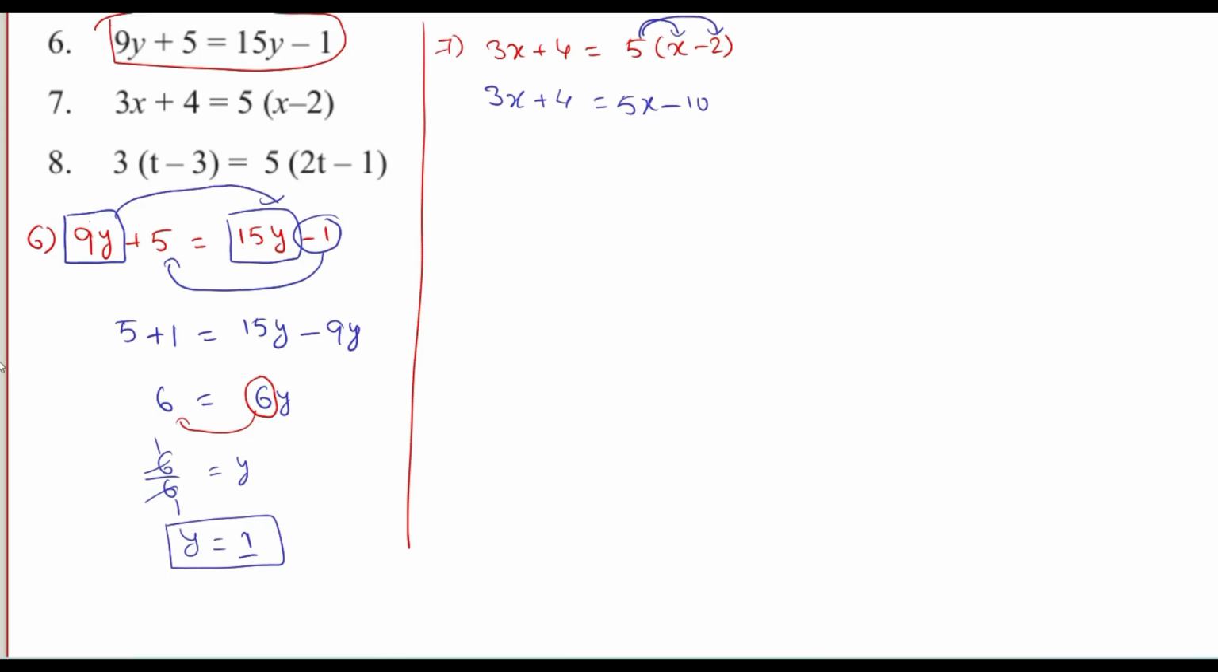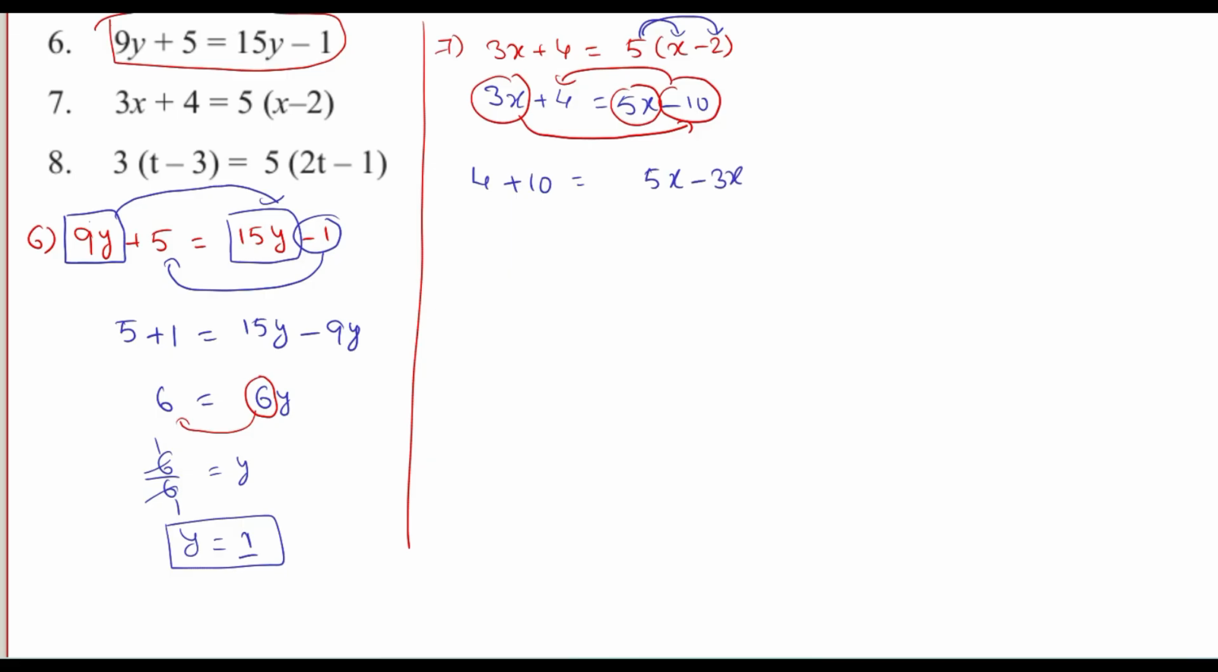Now, here we have a variable on both sides. On the LHS we have 3x, on the RHS we have 5x. As 3x is smaller than 5x, the smaller variable is transposed to the other side of the equation. And this constant minus 10, if I transpose to the other side of the equation, becomes plus 10. So what do we get? 4 plus 10 equals 5x minus 3x.